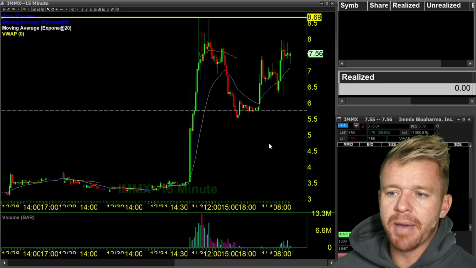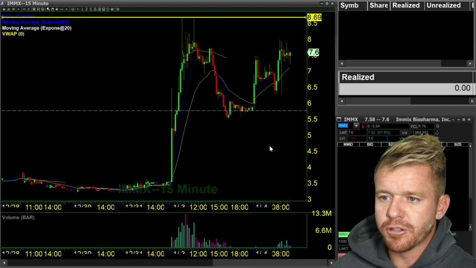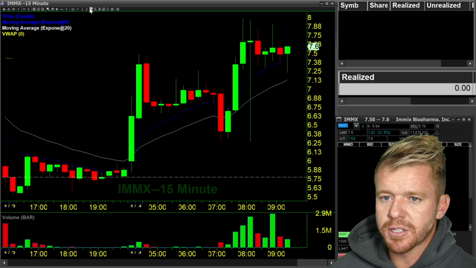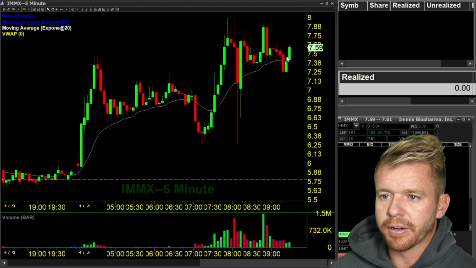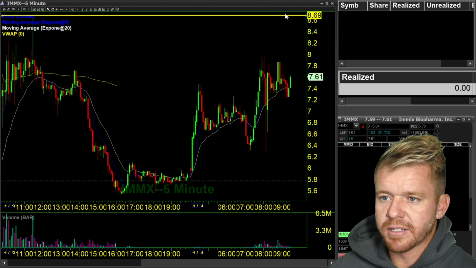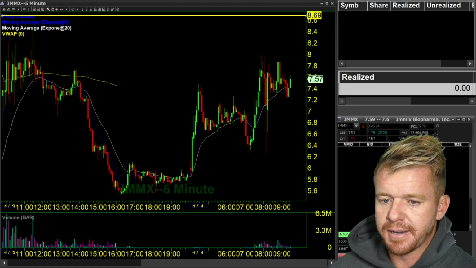I think for Immx, it's very clear and simple, easy trade. If it breaks above $8 this morning, then we should try to get a push up here towards that resistance from yesterday at the 869, like I said.